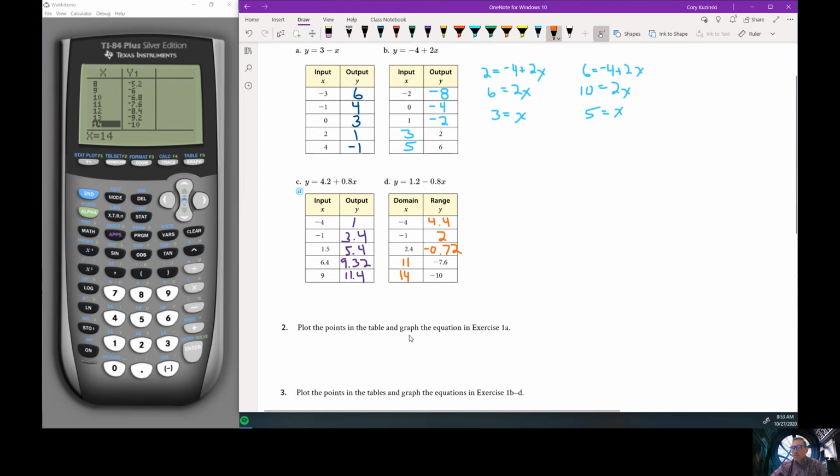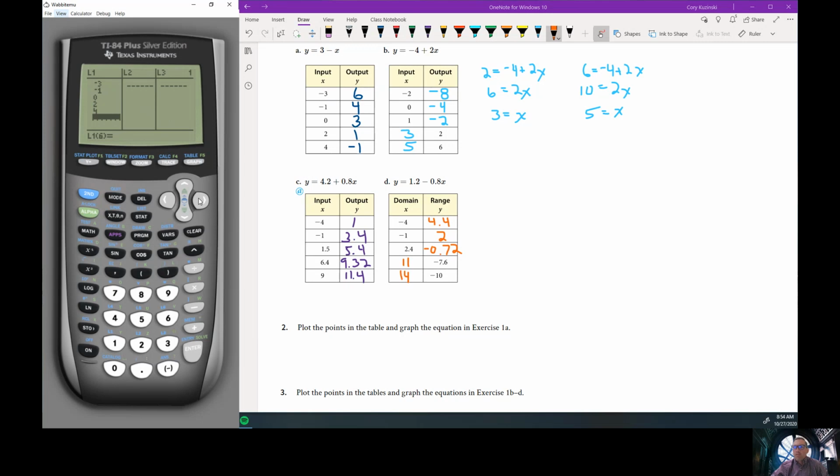All right, moving on. Number 2 says plot the points in the table and the graph in the equation for exercise 1A. All right, so here's what I'm going to do. First of all, get rid of this equation. I'm just going to go stat right here, edit, and I'm going to create a list of all these inputs and outputs. And I'm going to use a shortcut again. So I'm going to put negative 3, negative 1, 0, 2, and 4 in for my inputs.